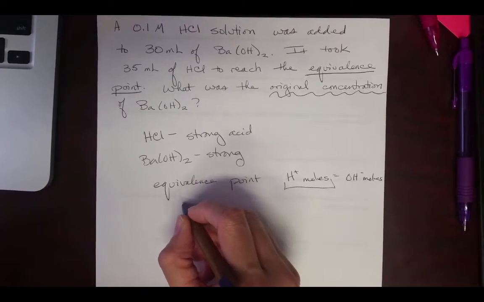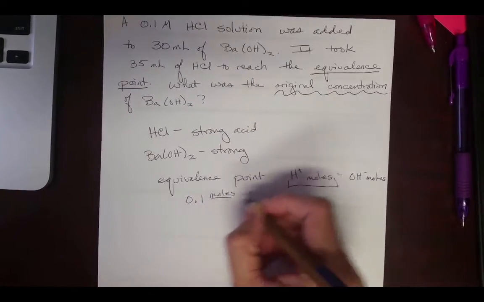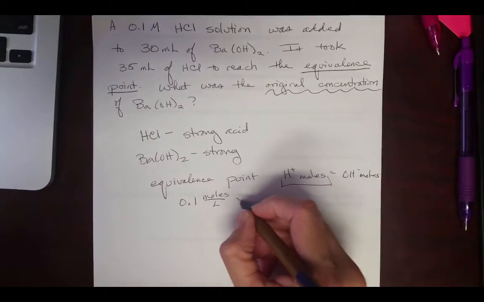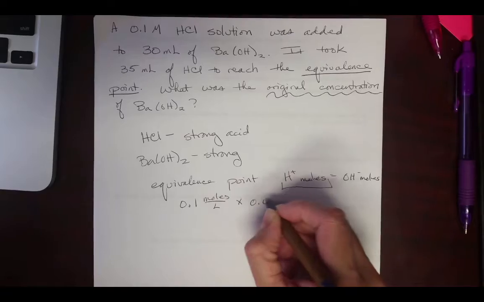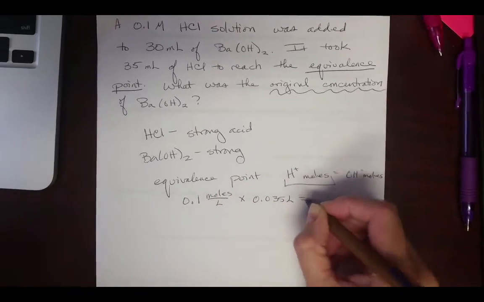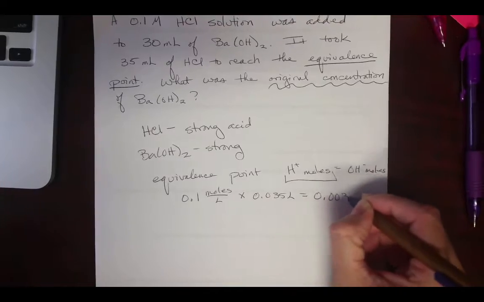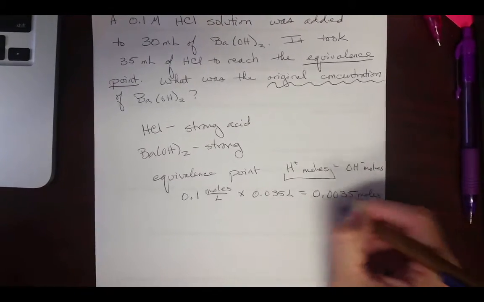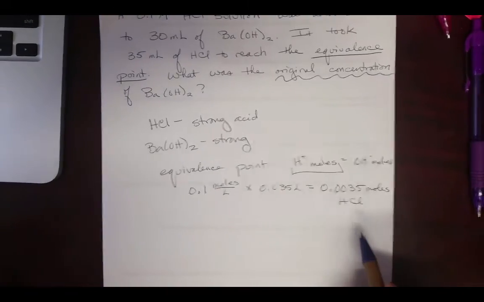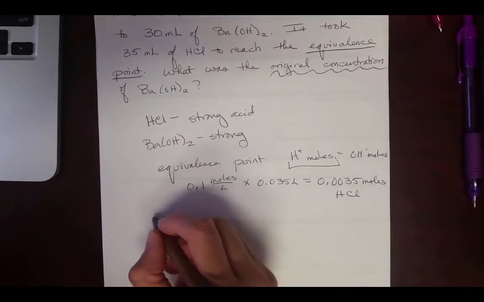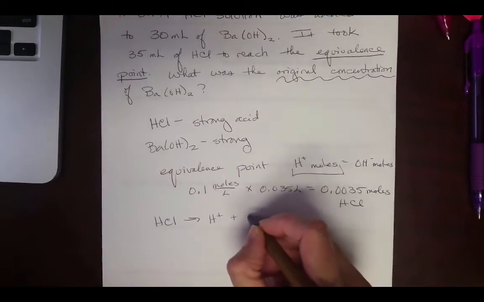So I can take my concentration, my molarity of my HCl, and multiply it times the volume of my HCl, 0.035 liters. And that'll get me 0.0035 moles of HCl. Now, a step that we've been taking out, but it's important to remember, since we know that HCl is a strong acid, that means it disassociates 100%.